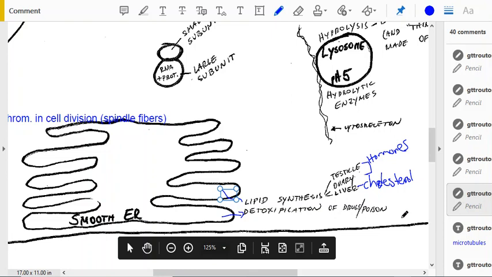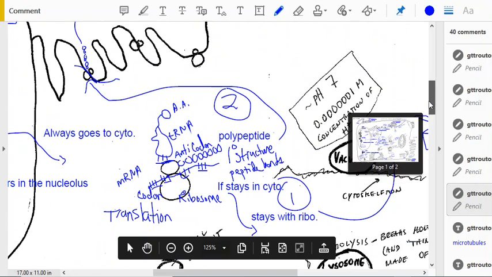Detoxification of drugs and poison, etc., is only in the liver, only in liver cells. If we were in person, I'd talk a little bit more about Tylenol and aspirin and stuff like that, and I'd write it on here. But basically, if you have an over-the-counter drug or prescription drug, and it tells you that the maximum you can take in any amount of time is so-and-so pills, it's basically telling you how quickly the smooth ER in your liver cells can break down that particular drug. So fun fact there.